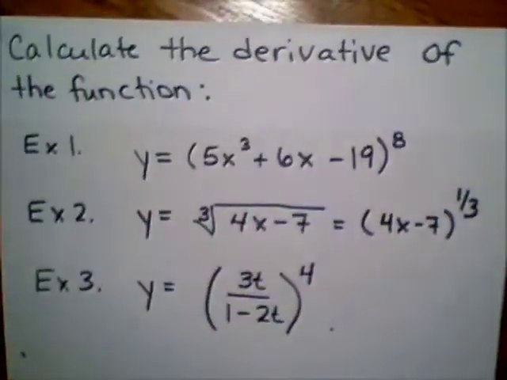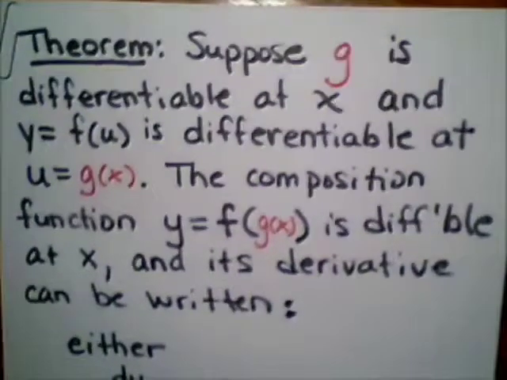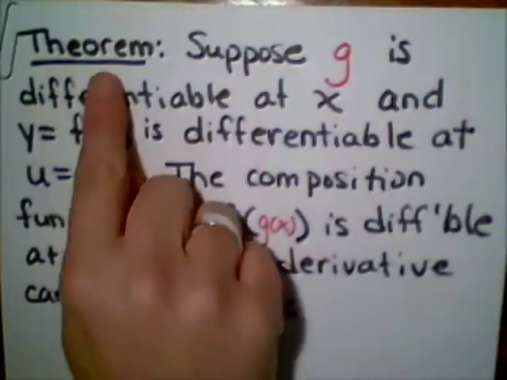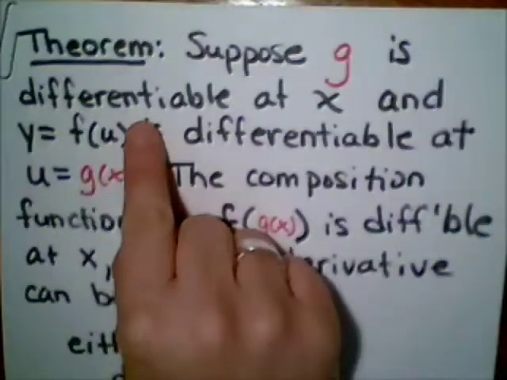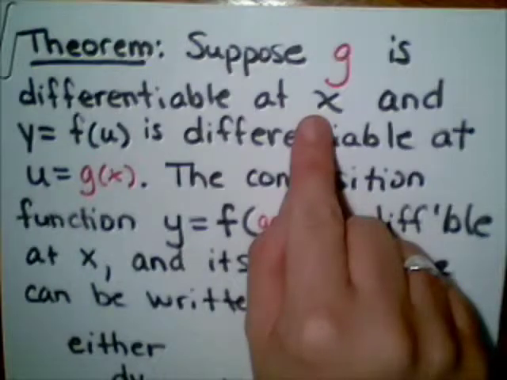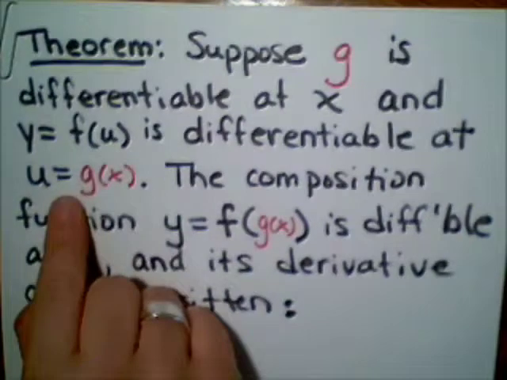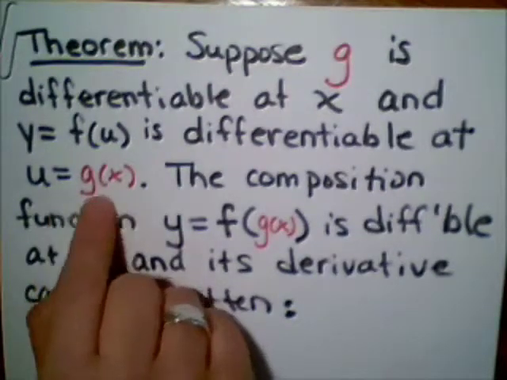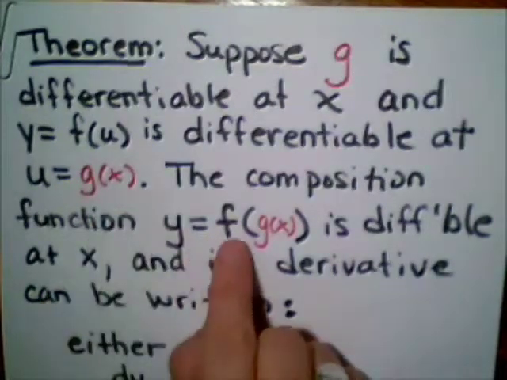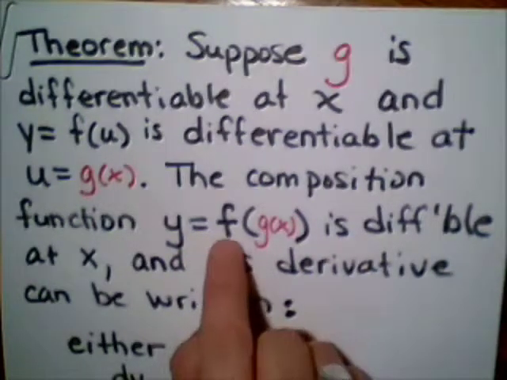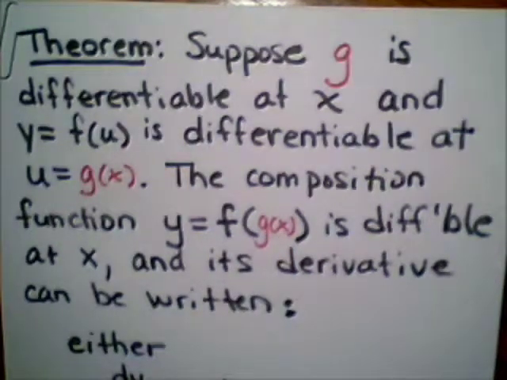Okay, I'm going to try to go through this theorem quickly, as I showed it before in the first video. The chain rule is a theorem about differentiation. So suppose g is differentiable at some value x, and let's also suppose y is some function of u where u is differentiable at any value g of x. The composition function y equals f of g of x is also differentiable at x, and its derivative can be written one of 2 ways.